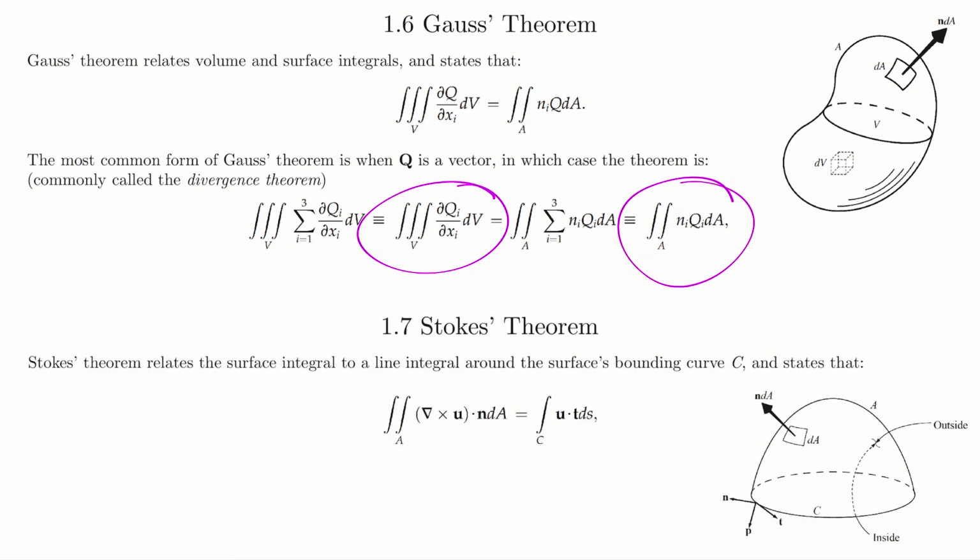Stokes' theorem, also very useful, relates the integral over an open surface that I've shown in the figure here as A to the line integral around the surface's bounding curve, which is denoted in this figure as C. And then given the directions for these vectors shown in the figure, Stokes' theorem would look like this, where we're relating the surface integral to the line integral.